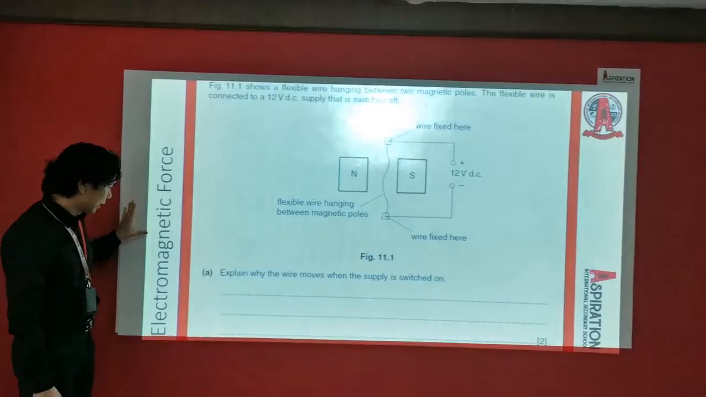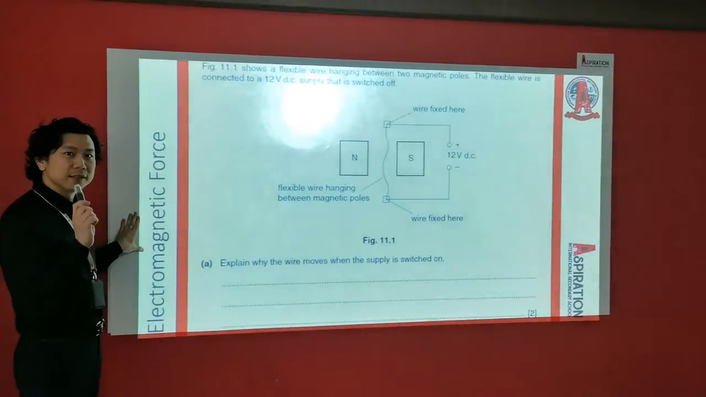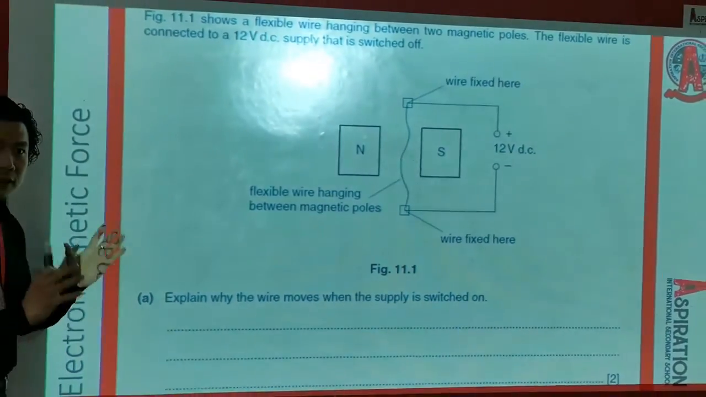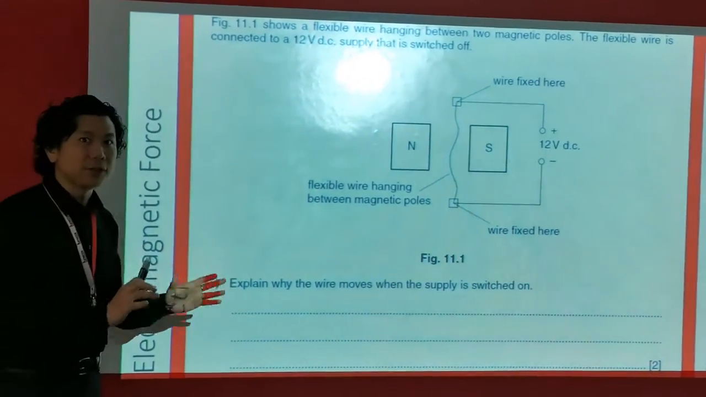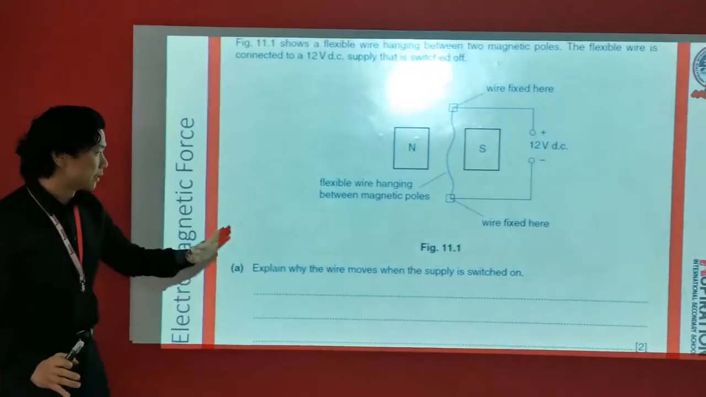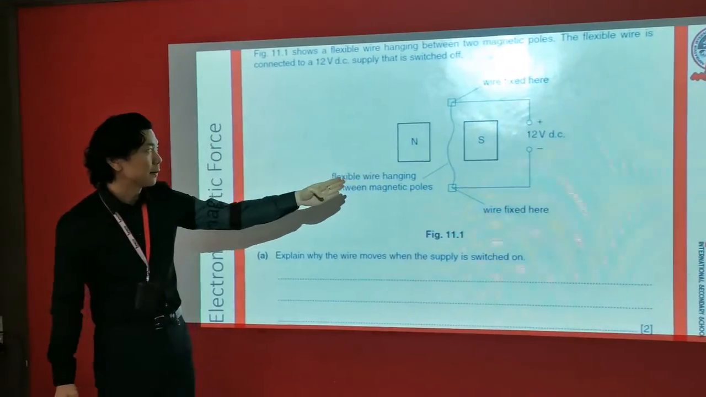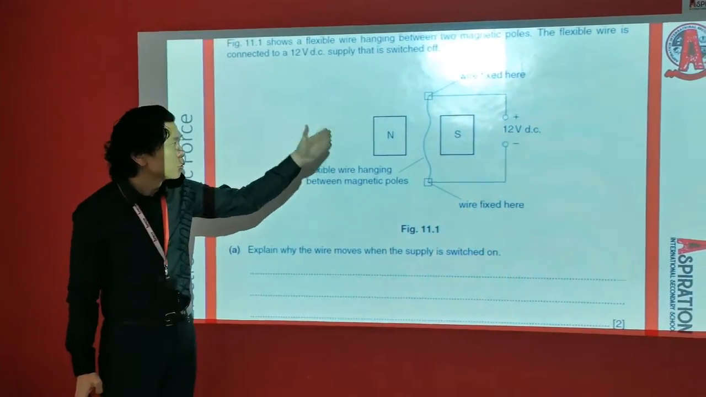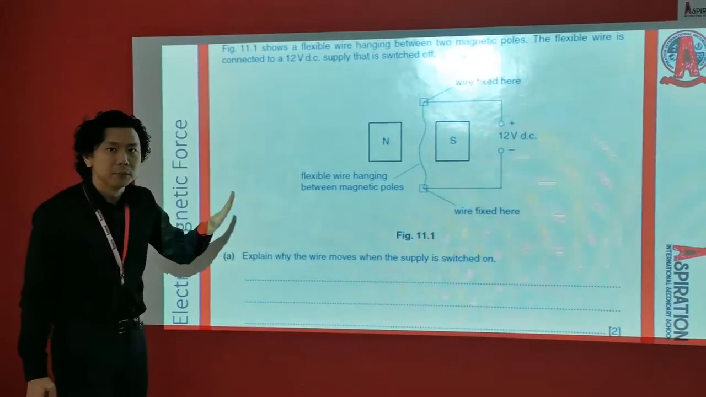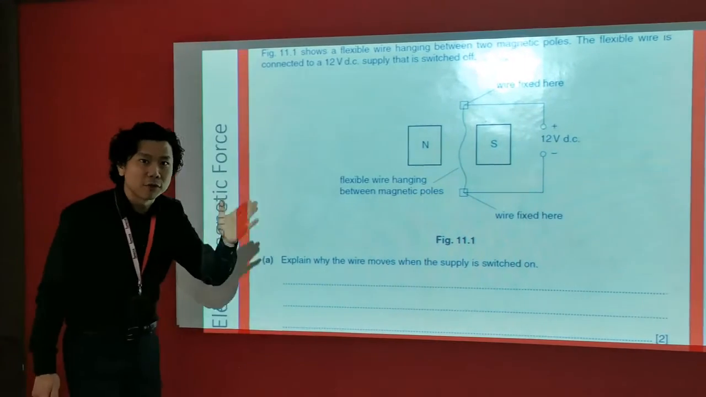Now, this is about electromagnetic force. Don't confuse this with electromagnetic induction. There is a difference. Force induced and EMF induced are totally different, but students always get confused here. Now, let's look at this question. There is a current carrying conductor in between two permanent magnets. So the question is, why does the wire move? This is an example of an induced force.